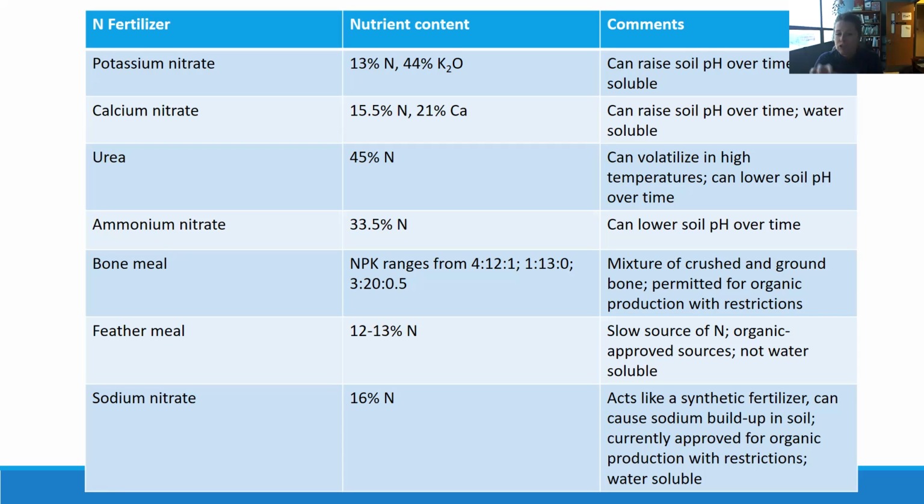Feather meal, it's usually 12 to 13% nitrogen. It's in the organic spectrum of fertilizers. This one's one of the good ones for its relatively high nitrogen. It's going to be a slow source of N. It's not water soluble. Sodium nitrate, 16% nitrogen, acts like a synthetic fertilizer, but is approved for use in organic systems with some restrictions. You can't just use pure sodium nitrate all the time. There's only a percentage of it that you can use at one point in time. So be aware of that.